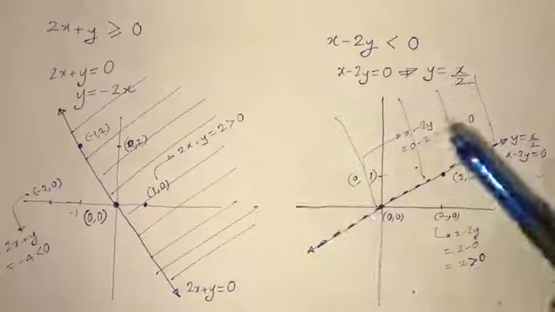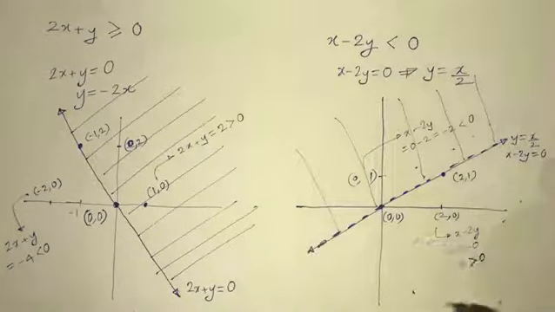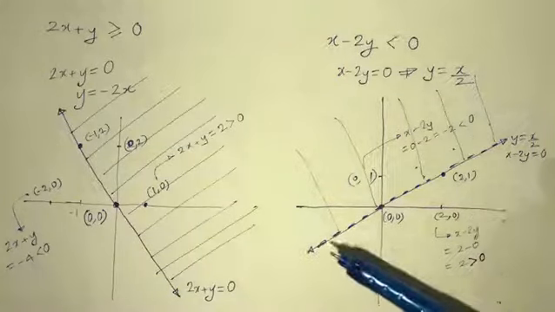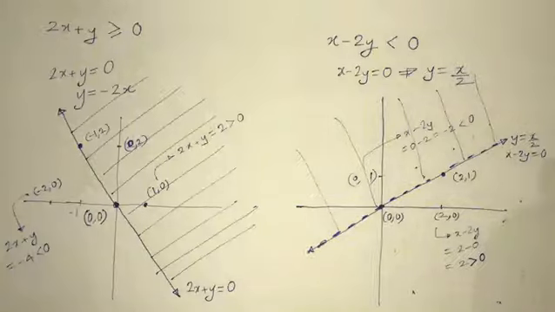So the points here will satisfy x minus 2y less than 0. The points here will satisfy x minus 2y greater than 0. The points on the straight line will satisfy x minus 2y equal to 0. Okay, so that is how we are going to solve inequations. This is how we are going to mark the half planes.